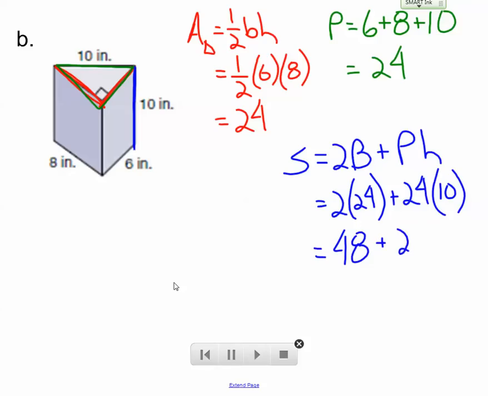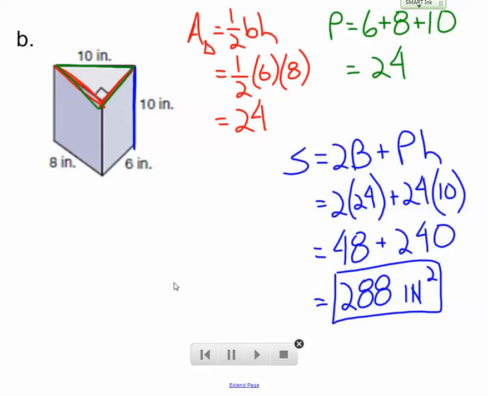2 bases makes 48. The lateral surface area is 240. So the total surface area is 288 square inches. One more time, real quick. Area of the triangle, the base goes right there. Perimeter of the base goes right there. Height of the prism goes right there.